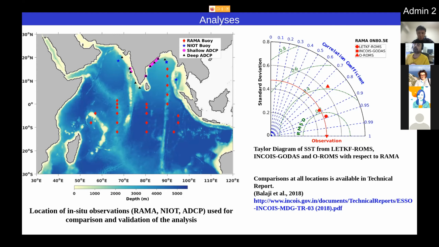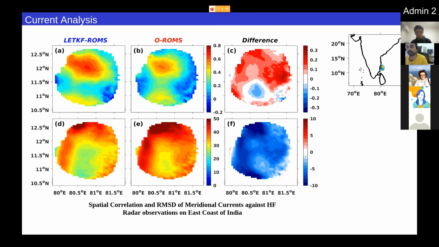Also, the correlation improves to about 0.9, and for LETKF it's almost close to 0.95, and it also gets the variability correct. So one of the independent state variables that we analyzed was currents.